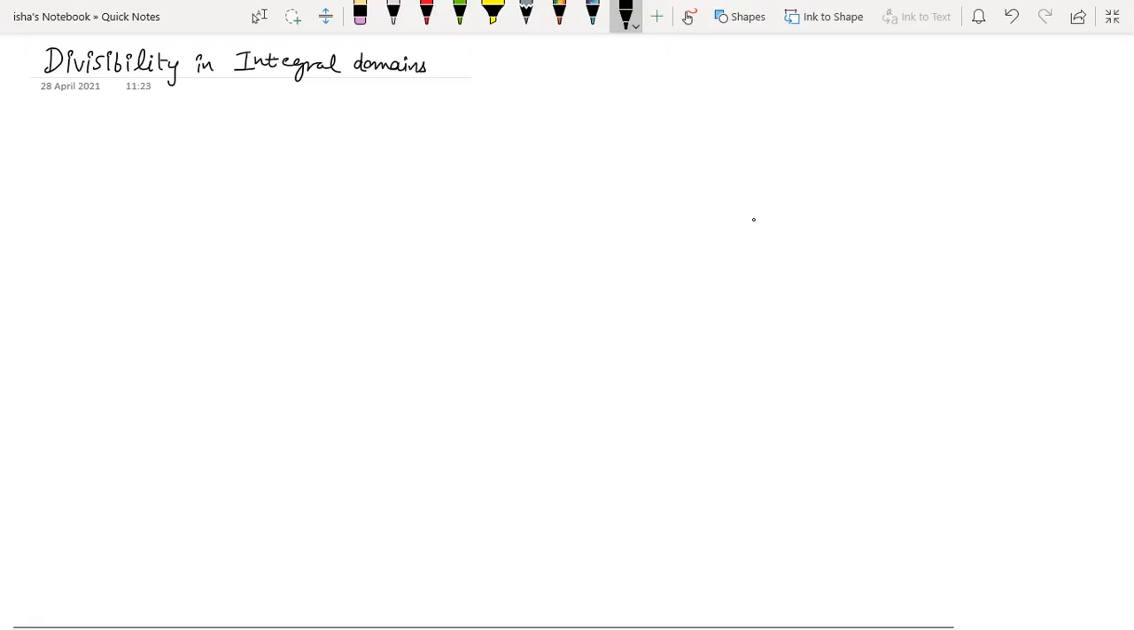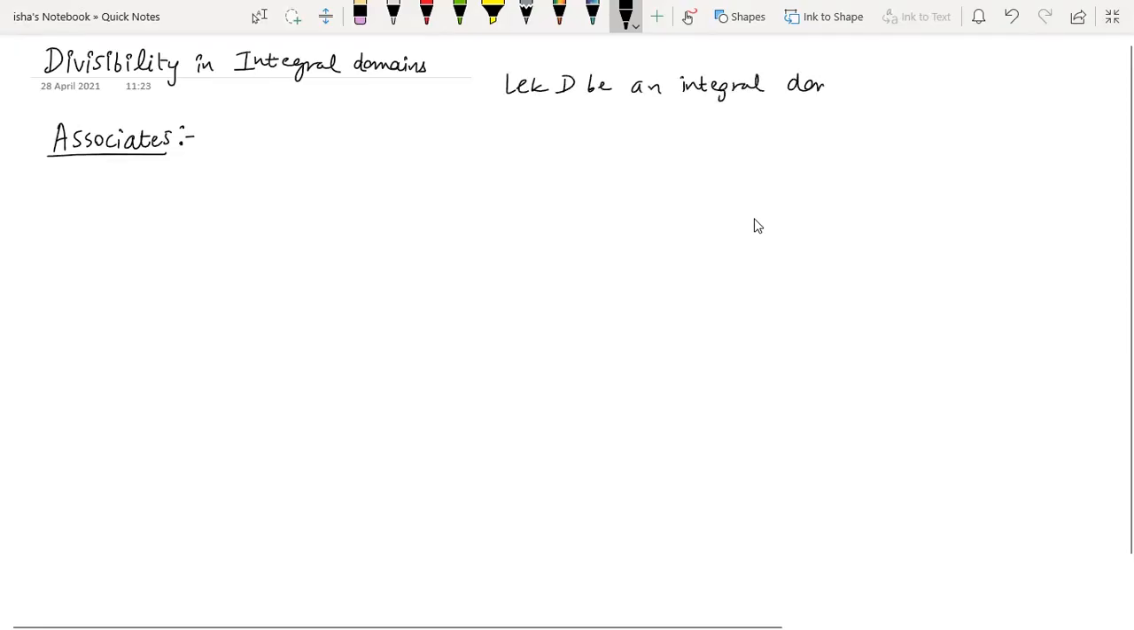So now we will introduce the definitions and terms for integral domains particularly. We have a few definitions first to understand. The first definition which we are going to talk about is associates. We have an integral domain, so all these definitions are for an integral domain. So let D be an integral domain.